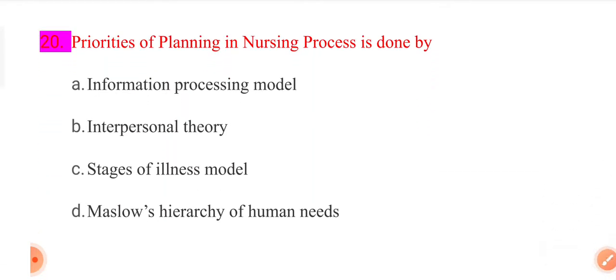The next question is, priorities of planning in nursing process is done by. So in the nursing process, how can we plan the priorities? The options are option A, information processing model, option B, interpersonal theory, option C, stages of illness model, option D, Maslow hierarchy of needs.